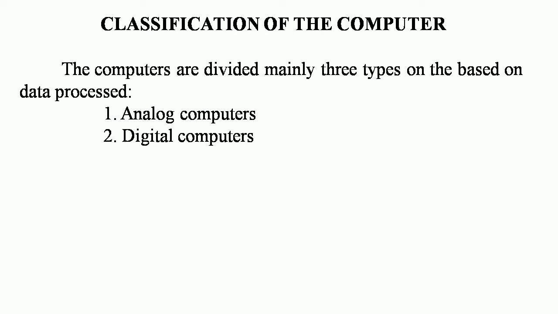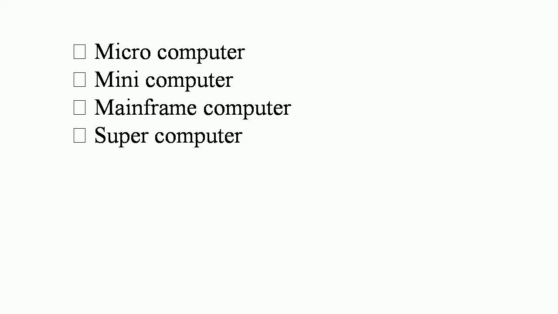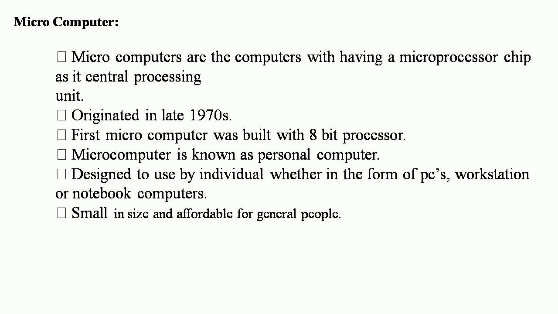Next, the classification of computers. Computers are divided mainly into two types based on the data processed: analog computers and digital computers. They are also classified into types based on size: minicomputer, microcomputer, and mainframe computer.